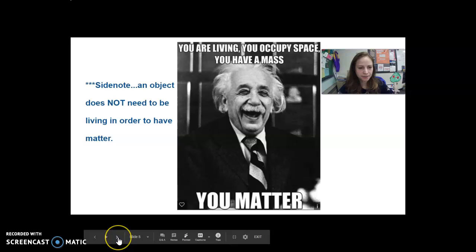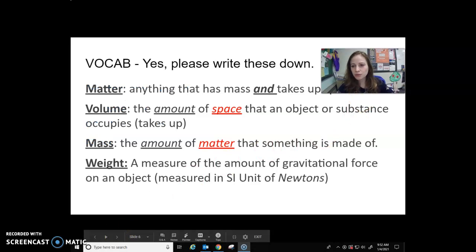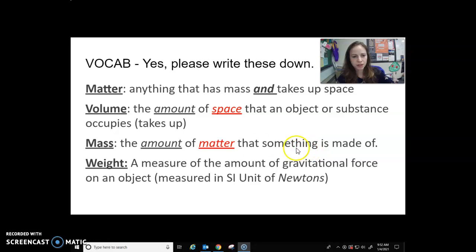Alrighty, moving on. So yes, you're going to want to write these terms down. Pause me if you need to. So 4 terms here. Matter is anything that has mass and takes up space. So everything from an atom and the teeny tiny particles that make it up, like protons, neutrons, electrons, and even the smaller particles that make up those all have matter, all the way up to buildings, airplanes, planets, stars, all of those things have matter.